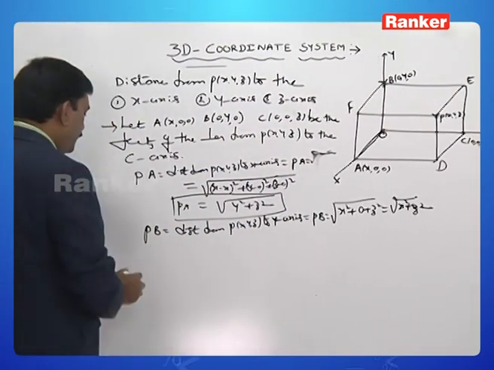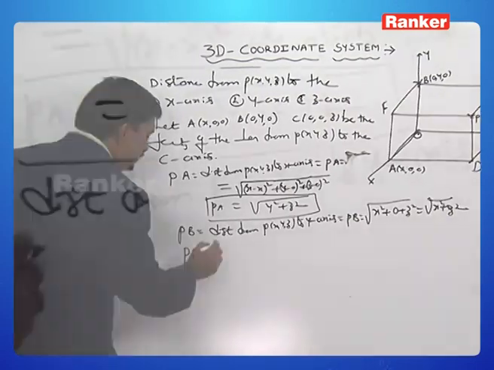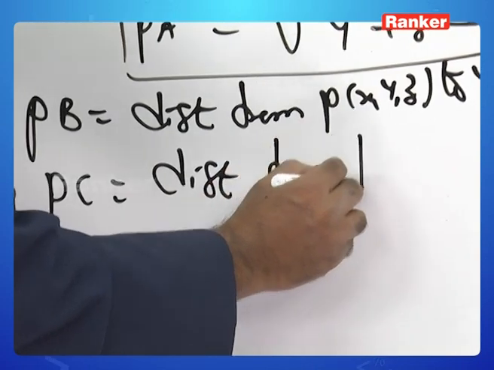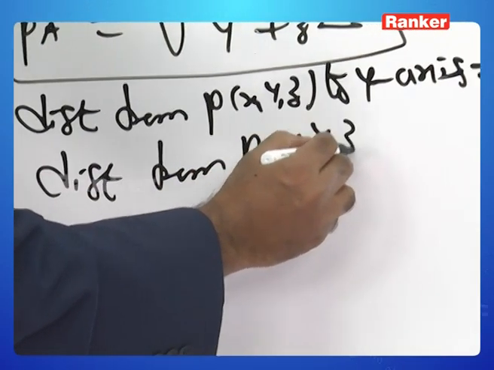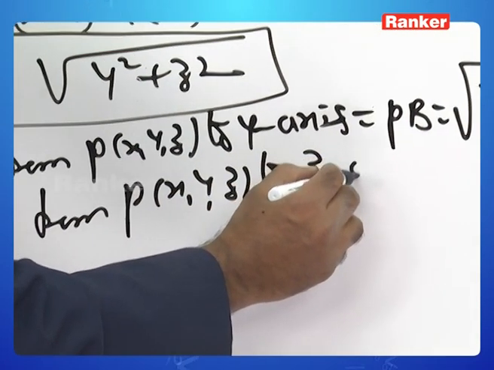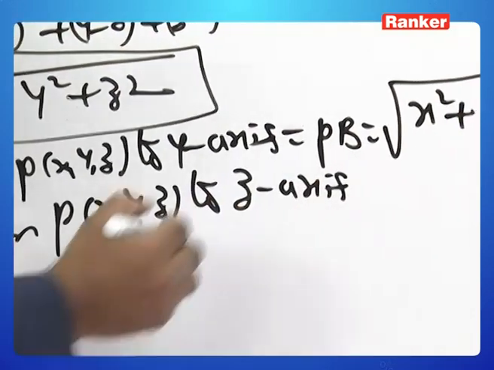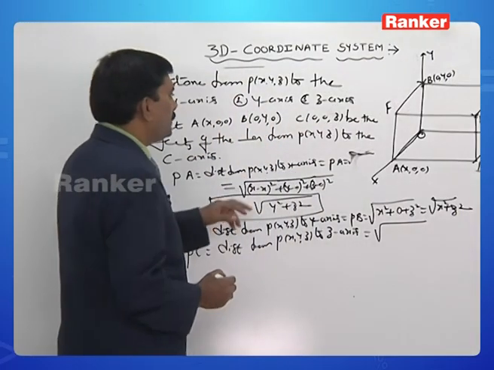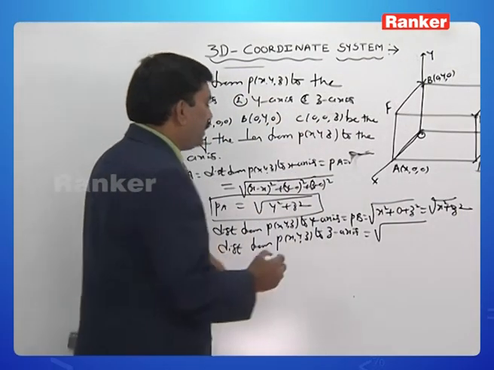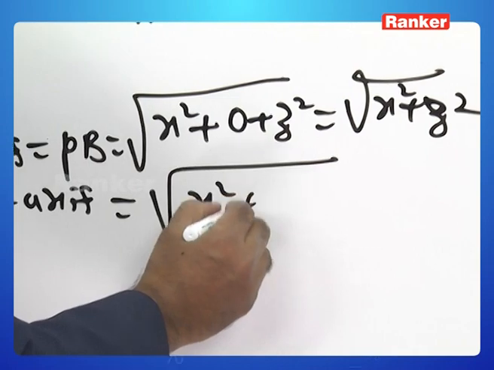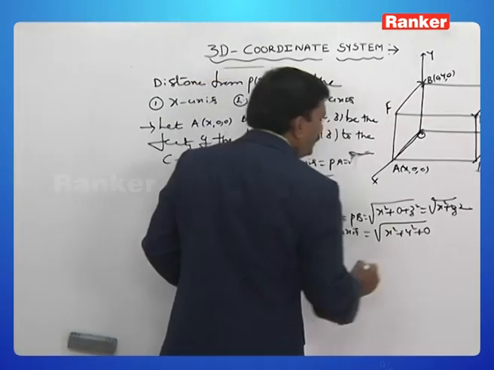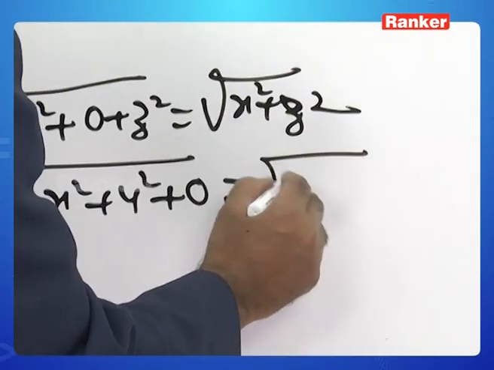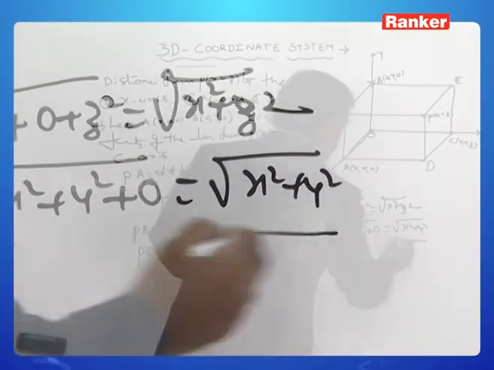Okay. Next, PC is nothing but the distance from P(x, y, z) to the z-axis, which is equal to the square root of x square plus y square plus 0, since z minus z is 0. This is nothing but the square root of x square plus y square.